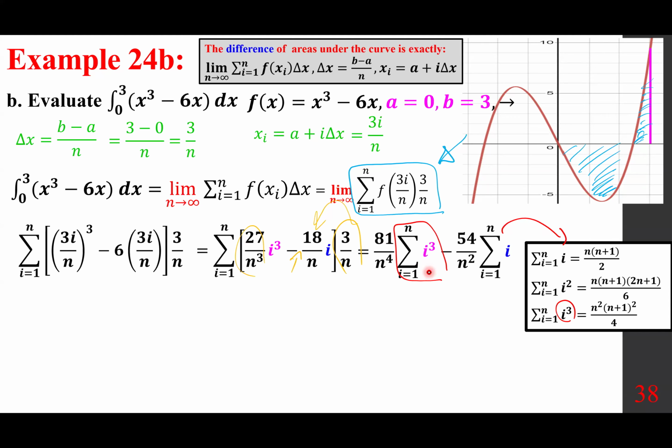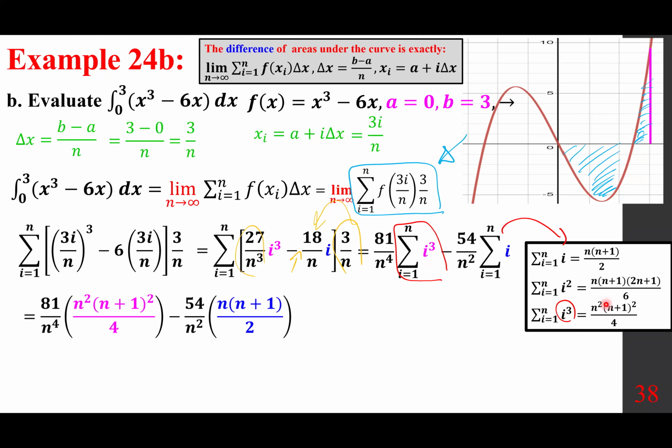Let's keep this and replace this with n squared times (n plus 1) quantity squared over 4, minus 54 over n squared. Let's keep that, and the sum of i, as i goes from 1 to n, is replaced by n times (n plus 1) over 2. And now we are going to simplify. Okay, and here's how we simplify. First and foremost, this one, everybody, is n squared plus 2n plus 1.